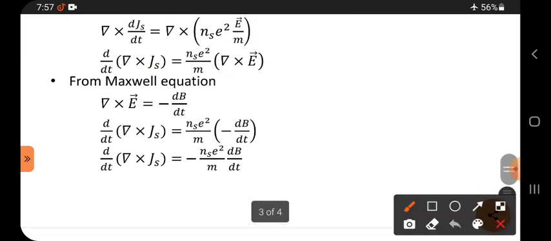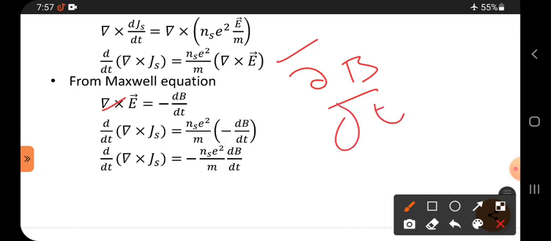From Maxwell equations. There are 4 equations in the Maxwell, but one equation is with the electric field. That equation is what? Del cross E. Del cross E is what? Minus dB by dt, or we write dou B by dt also. It is one of the Maxwell's equations. So here, del cross E is equal to minus dB by dt.